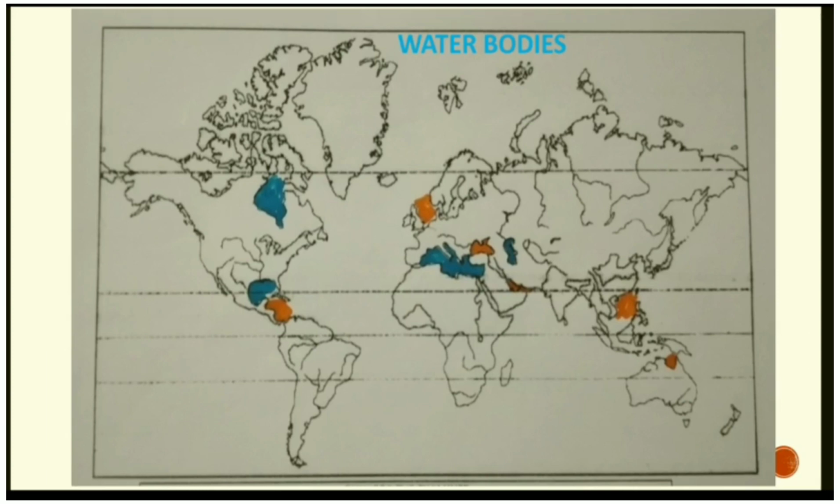Now water bodies. I have painted the colors here. So these are the portions which I am going to show, and you have to mark in the same way. You have to shade those areas when you show the water body in your map.